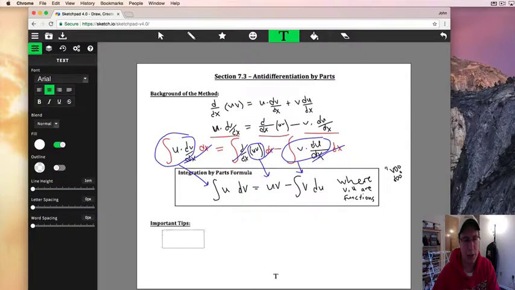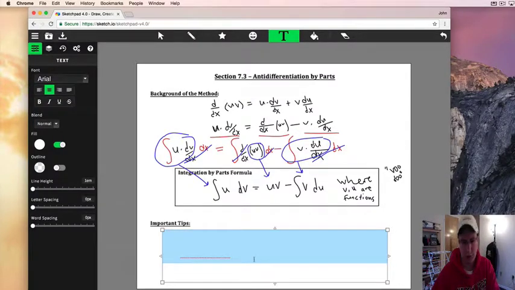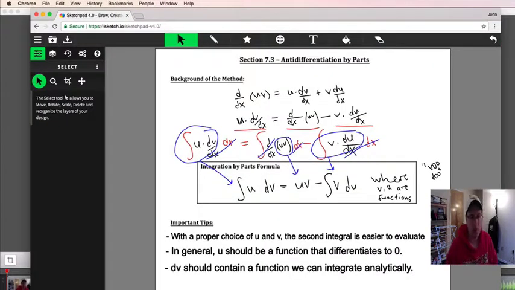A couple quick tips here, and I'm going to type these so it'll go a little faster. Okay, so I just typed in 3 bullet points here with some important tips of how we're going to use the integration by parts formula. And in the next video, we're going to look at 3 examples together. So first, with a proper choice of u and v, the second integral is easier to evaluate.